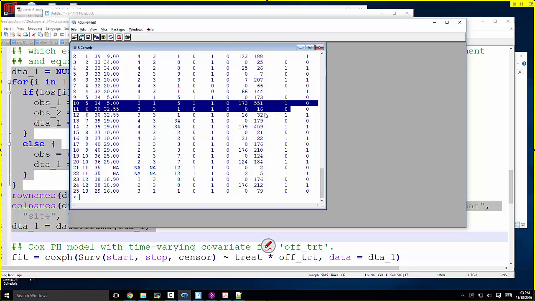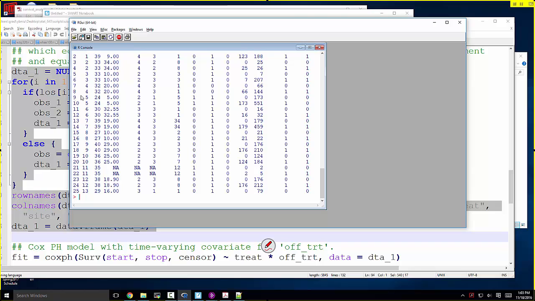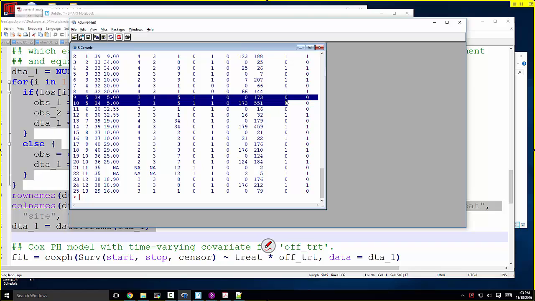Individual 5 was under study for 173 days. Individual 5 was participating in the treatment for 173 days, then stopped participating, so OffTreat turned on. Our last observation of this individual was at 551 days, but the censoring indicator is 0.